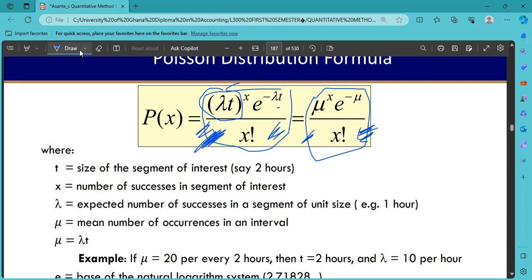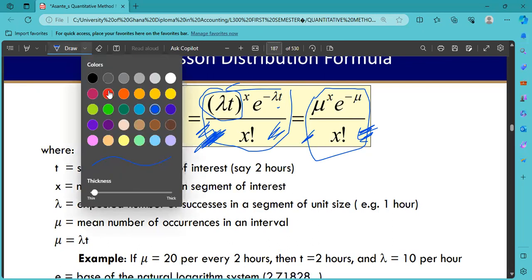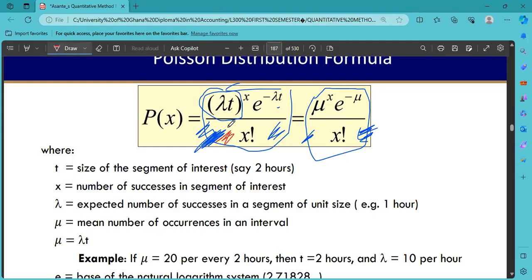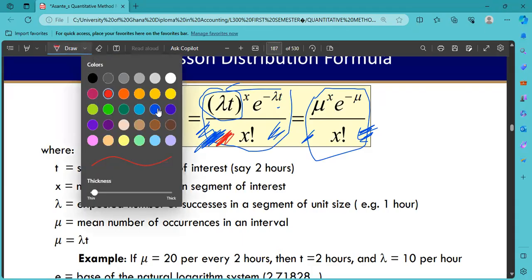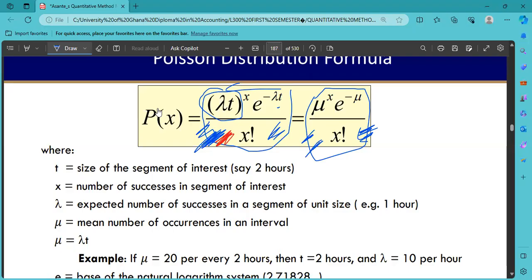Let me change the color. So this red side, when lambda and then t is given, you apply this. But when only the mean is given, then you apply this. So that's it, as explained.